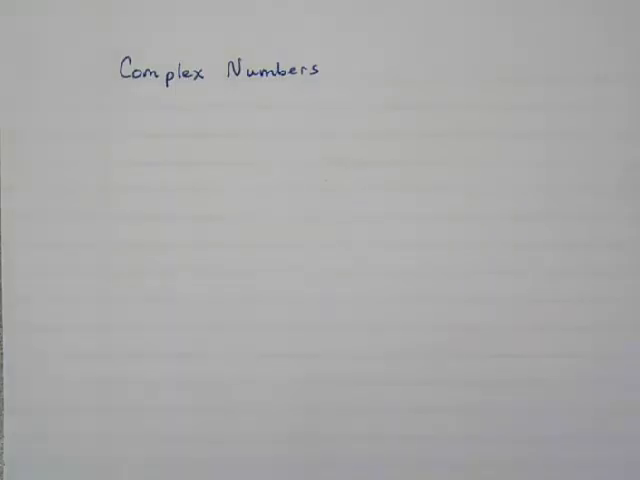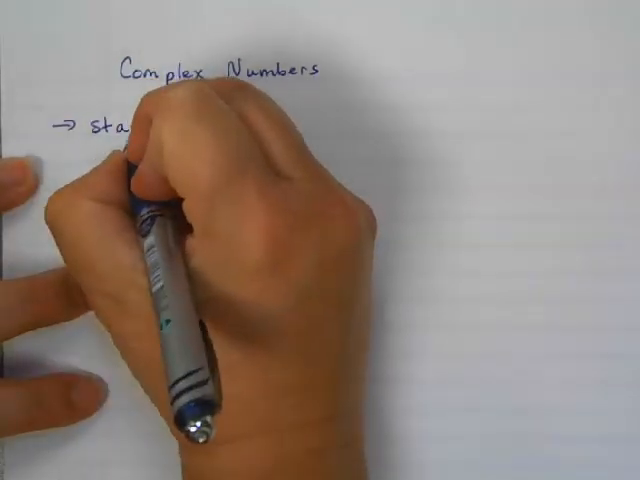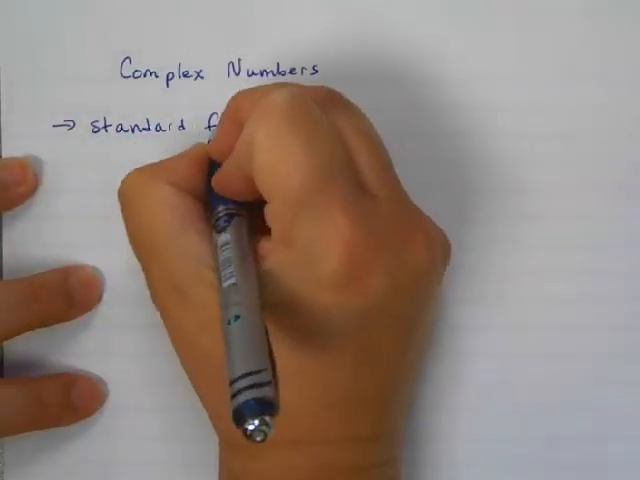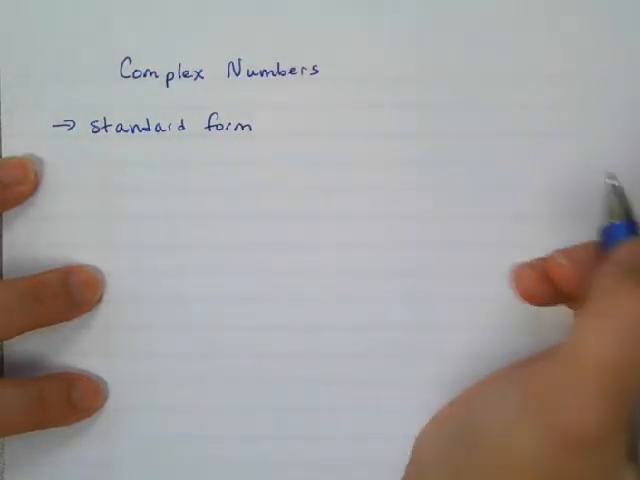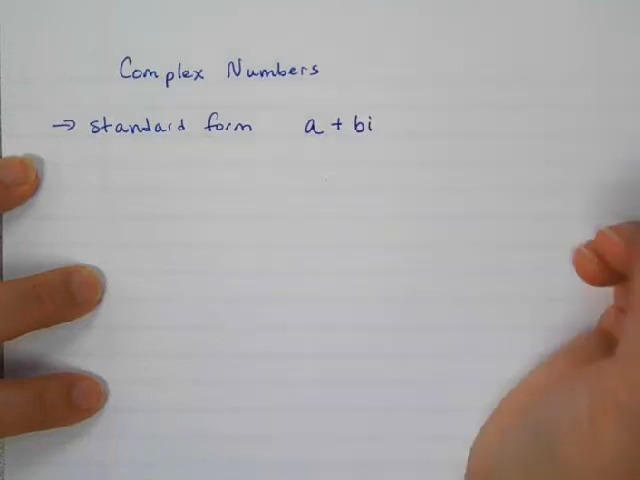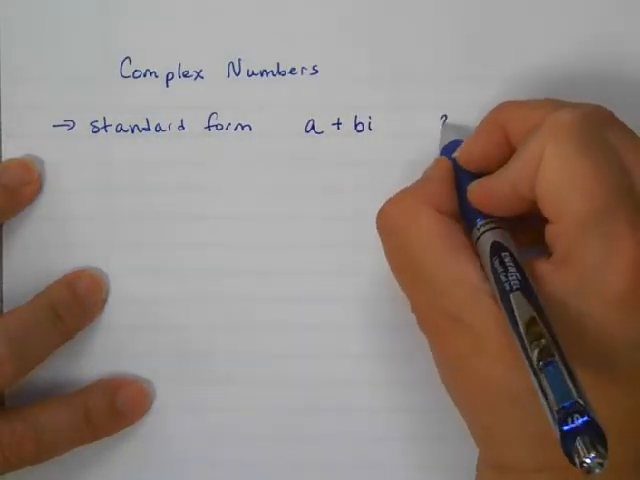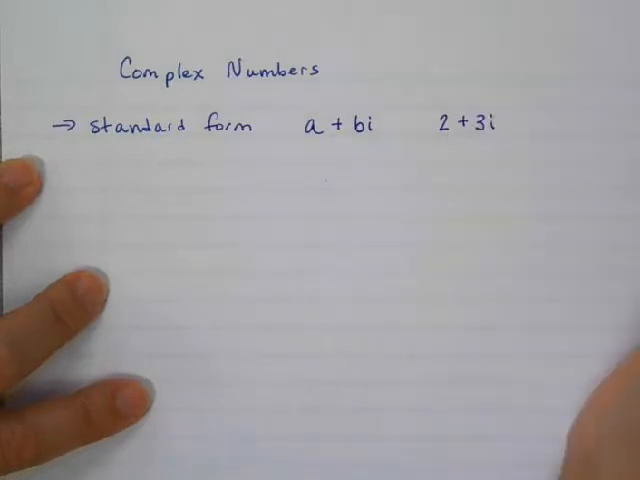So let's talk a little bit more about complex numbers. There is a specific way that we should write a complex number in standard form. When we write in standard form, we should have the constant term first and then the imaginary terms. Here would be an example, 2 plus 3i.